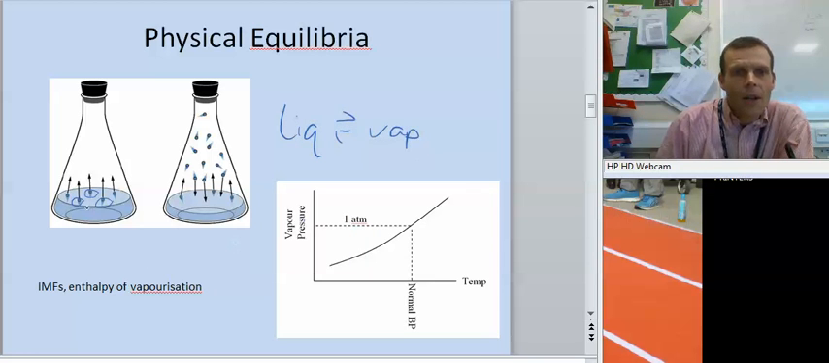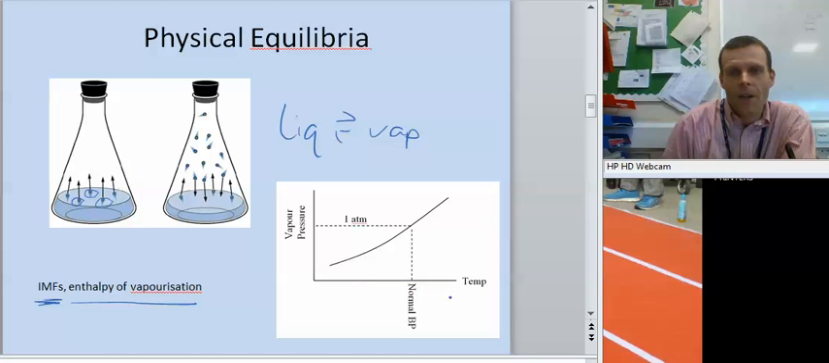Now, the amount of particles that are going up into the vapor will depend upon the intermolecular forces. So if something's got very, very strong intermolecular forces, fewer particles are going to be going off up to form a vapor. If something's got weak intermolecular forces, it's easier for the particles to form a vapor. And we can assign an enthalpy of vaporization to a substance, like the amount of energy needed to vaporize a mole of the liquid to become vapor.